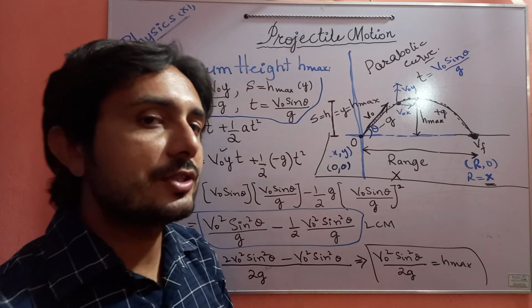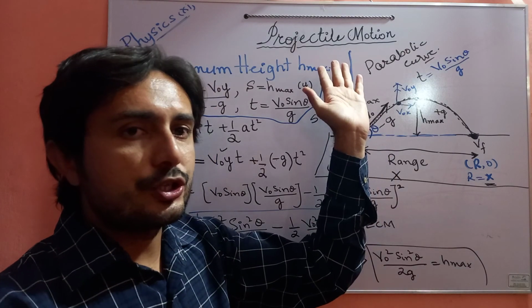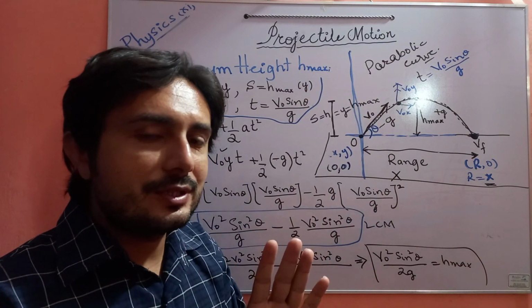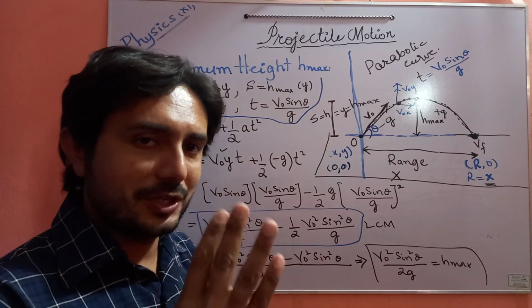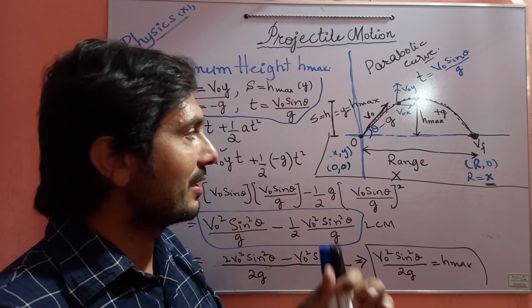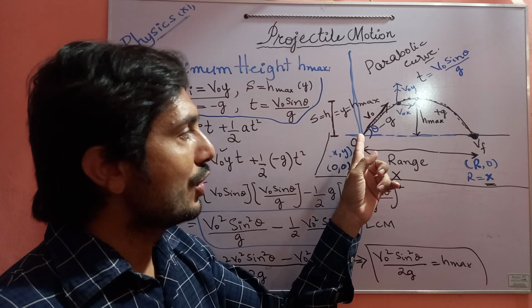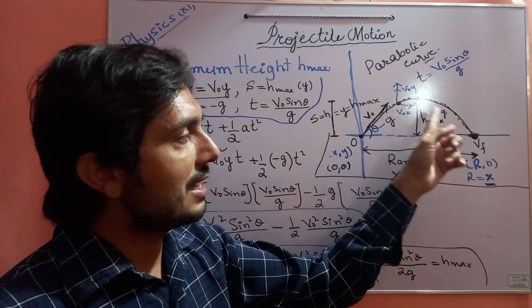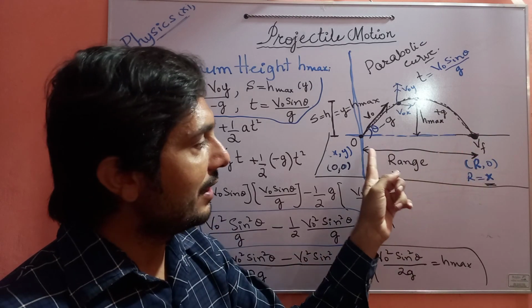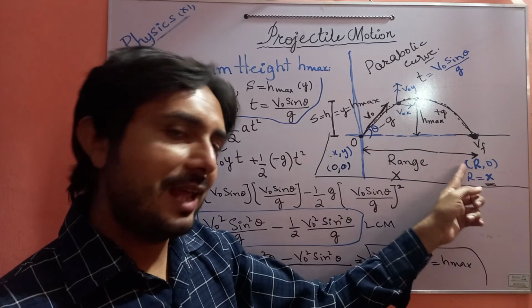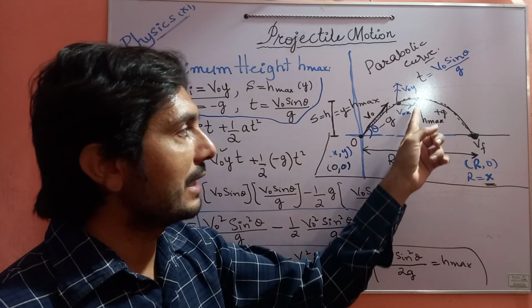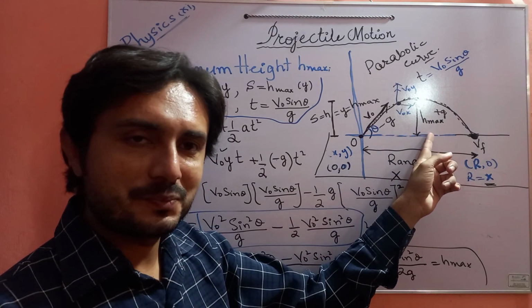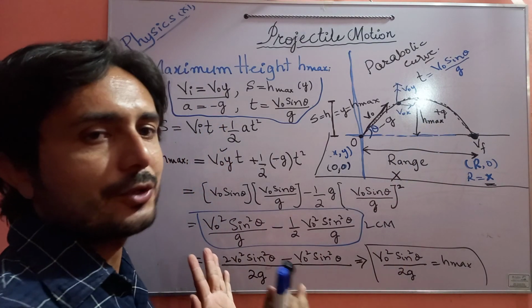And to understand the projectile motion in detail, we have to determine the four equations. The first equation was to find out the time to reach the maximum height, and then the time of flight, and then the horizontal range, and then finally we had to determine the maximum height. And we did it, and we proved all the equations.